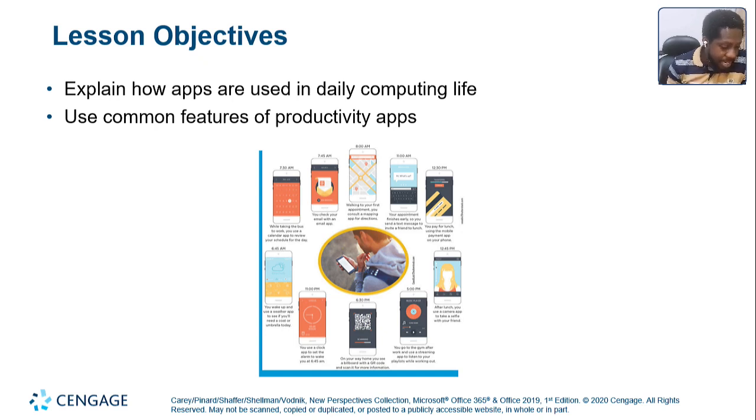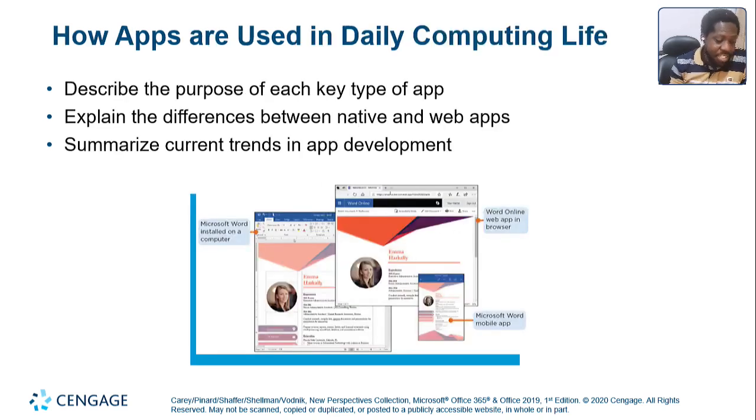So these are the objectives. We'll begin with how applications are used in daily computing life. We'll describe the purpose of each key type of app, explain the differences between native and web applications, and summarize the current trends in application development. This session is merely informative, as the previous ones. Our course is Introduction to Computing Studies, and so hopefully the message will be very clear to you.